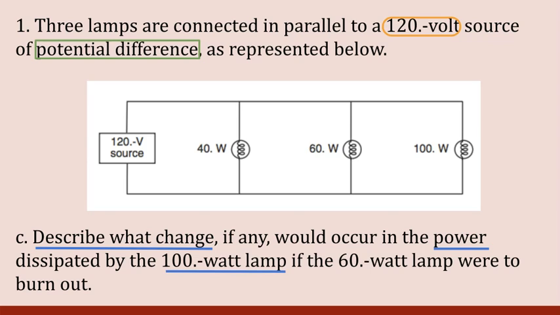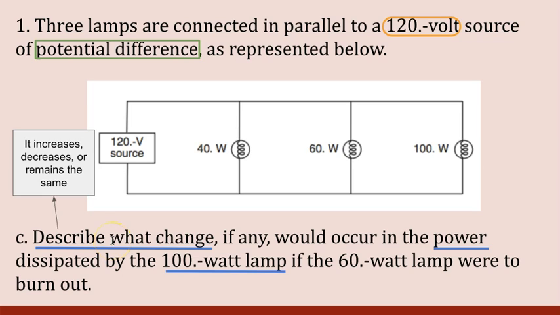Part C says, describe what change, if any, would occur in the power dissipated by the 100-watt lamp if the 60-watt lamp were to burn out. I underlined describe what change because that tells you what you're supposed to be doing for the problem. You're not doing a calculation here. When they say describe, they just want to know if it's going to increase, decrease, or remain the same.